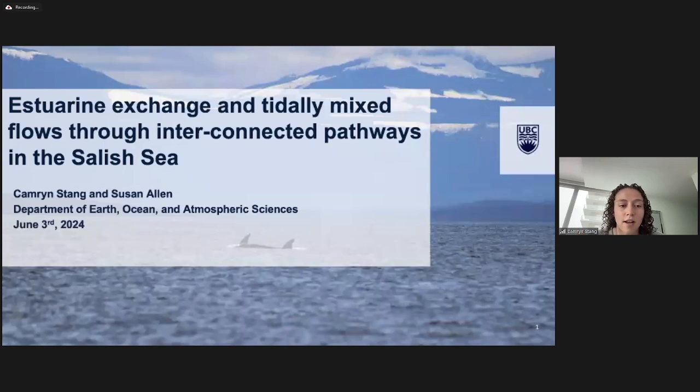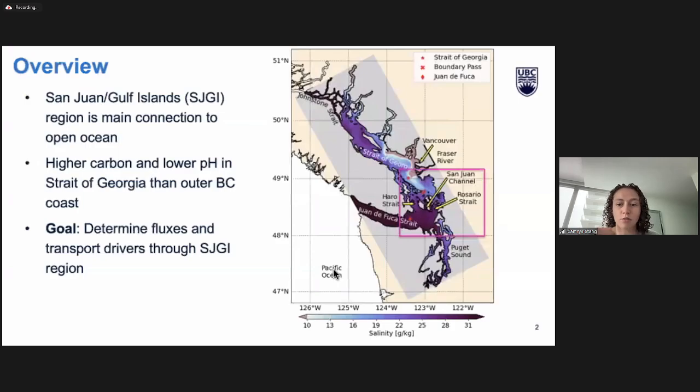So yeah, hi everyone. I'm a PhD student working with Susan Allen at UBC, and today I'll be talking about the dynamics through the San Juan Gulf Islands region, but more specifically looking at how the dynamics are different between the different interconnected pathways. Okay, so I'll start with some background.